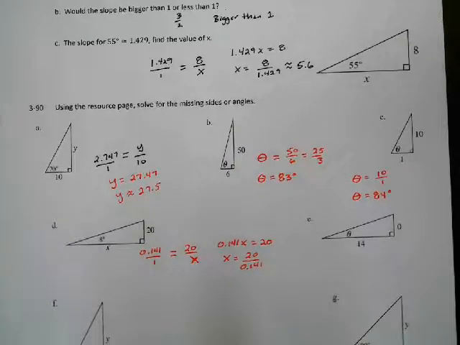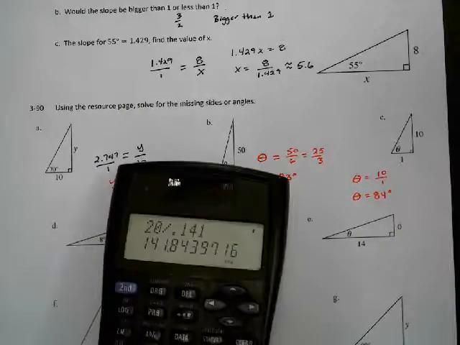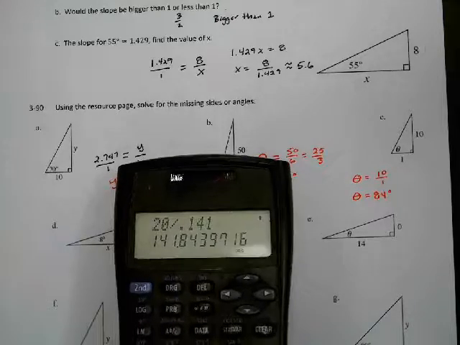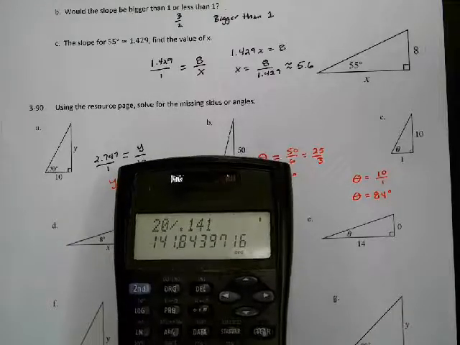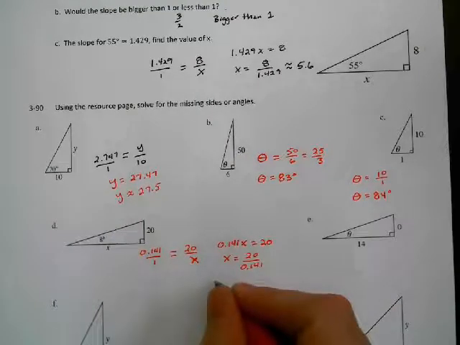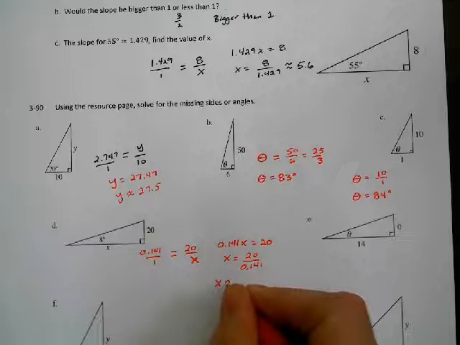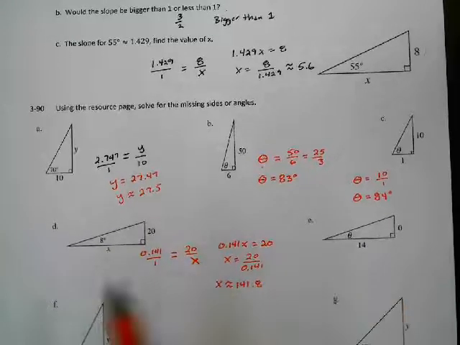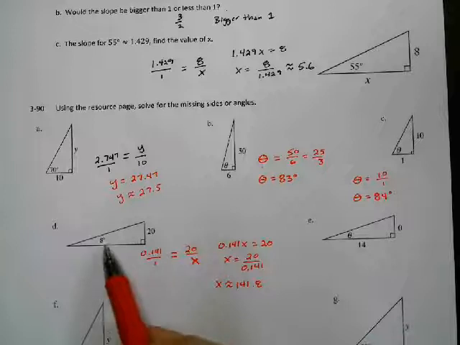20 divided by 0.141. Comes out to 141.8. We'll just round it. So this is approximately 141.8. And this actually kind of makes sense because here I've got a really small angle.